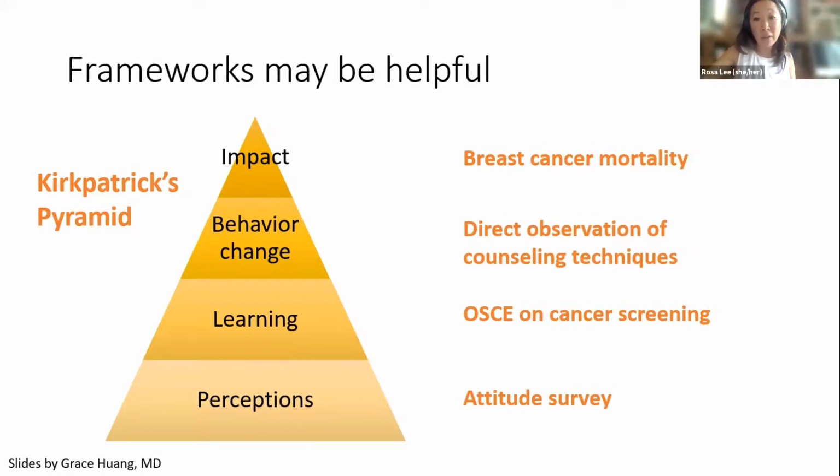Level 3, behavior in the real work environment. Did this educational activity impact or change the way these trainees were actually talking to their patients and actually counseling their patients about it?